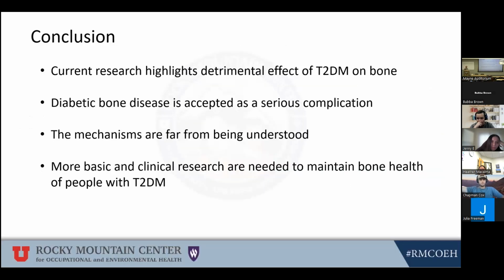The article concludes saying that current research highlights the detrimental effect of type 2 diabetes on bone. Diabetic bone disease is accepted as a serious complication, and the mechanisms are still far from being understood. There's still a lot of current research going into this, and so more basic and clinical research are needed to figure this out. So that's where the article summed up.